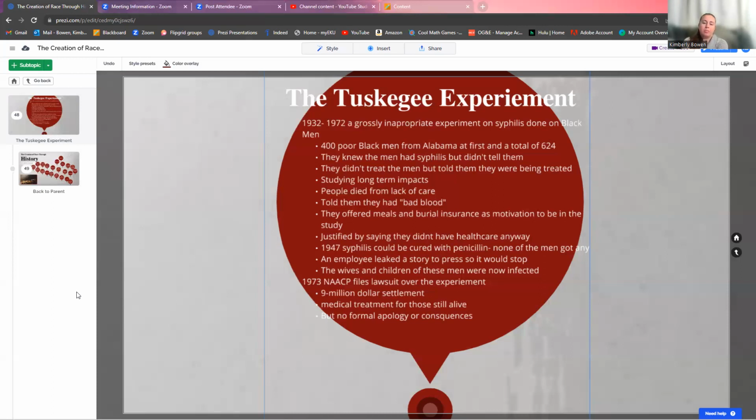The lawsuit ended up with a $9 million settlement, which was divvied out to the families and either the survivors or the people that survived those survivors. And then medical treatment was given for all those that were still alive at the cost of the research committee, but no formal apology was made from any of the researchers, from the national government, and or from the research institution that did this experiment.